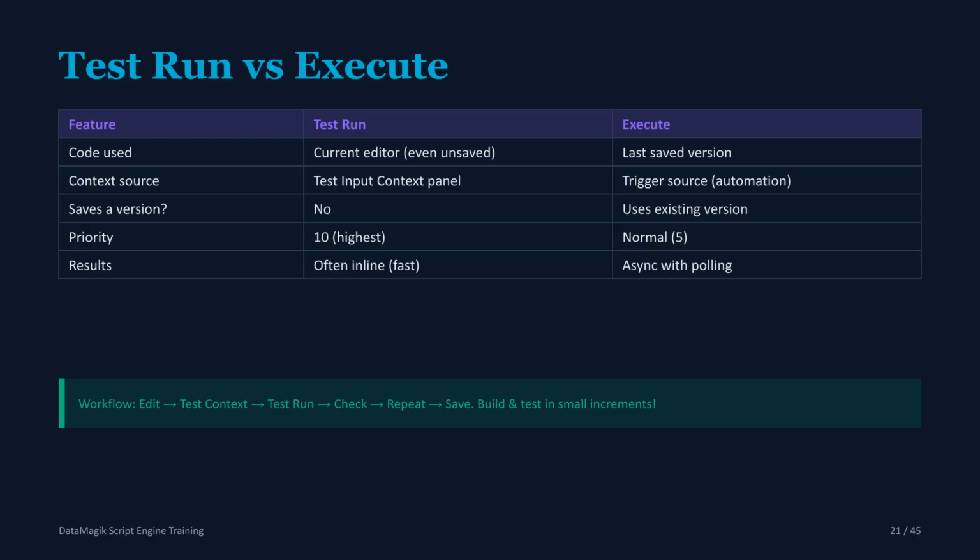Test run executes your unsaved current code using the test context. Execute runs the latest saved version using live context data. Your recommended workflow is edit, use test context, test run, check output, and repeat until ready to save.